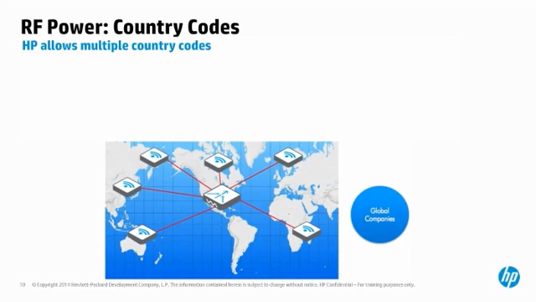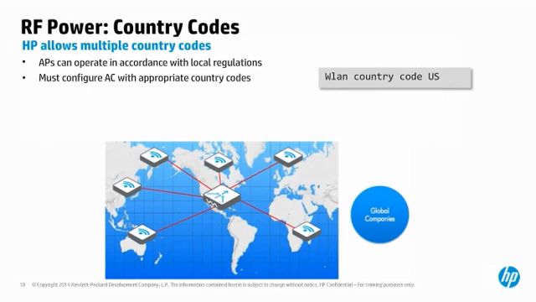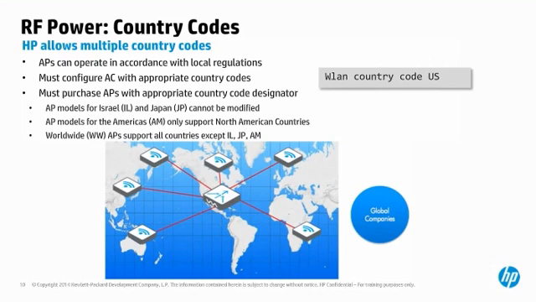The HP Unified WLAN solution accommodates global companies by allowing multiple country code settings. This allows APs in various countries to operate in accordance with local regulations. You set the country code of an AC during initial boot up and change it with the WLAN country code command. You must also be careful to purchase the right AP for a particular country.